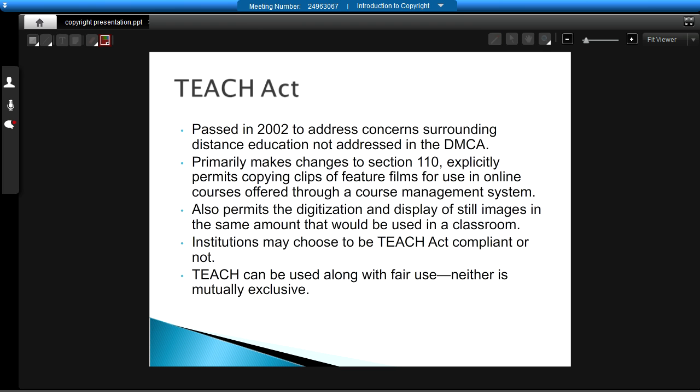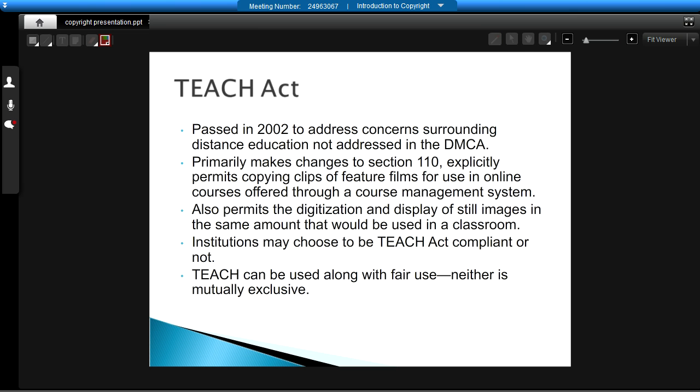I say here, Teach Act can be used along with fair use. Neither is mutually exclusive, and that's because fair use talks about the copying piece of it, whereas Teach Act also has some discussion about copying, which you can take clips of. But also fair use does not talk about performance, whereas Teach Act does. So you're not going to want to just take one and forget the other if, in fact, you're at an institution that can be Teach Act compliant.